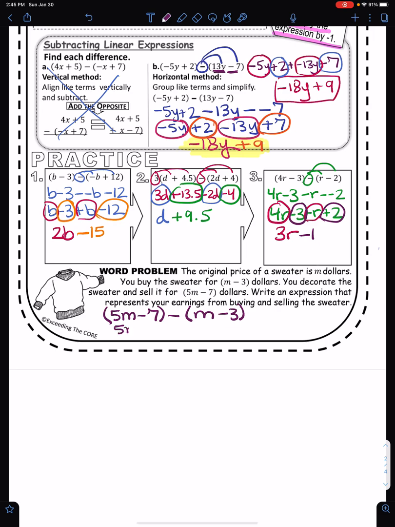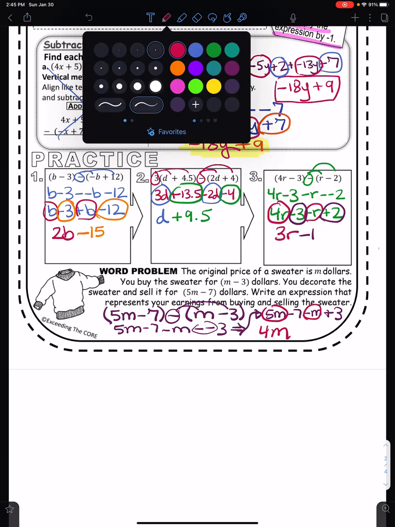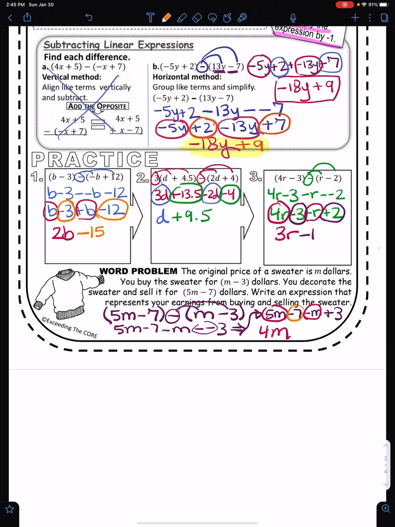So I'm going to take that first expression, and then I'm going to subtract the two terms in the second expression, an m and a negative 3. I'm going to rewrite that. So I have my 5m minus 7 minus m, and then add 3, right? With this double negative, we want to make it add 3. So we're going to circle the like terms for m and circle the constants for negative 4. That's the simplified version there.